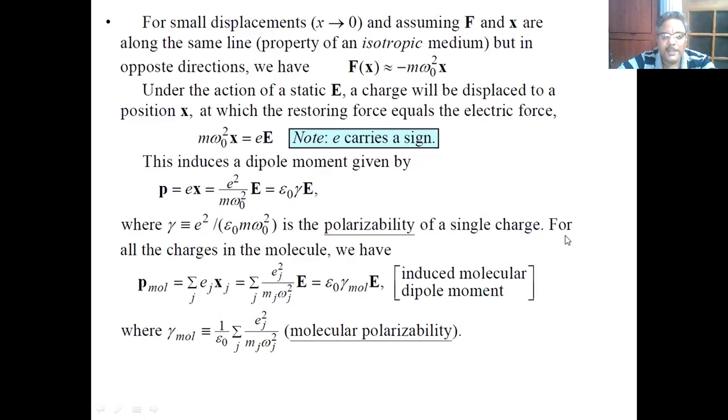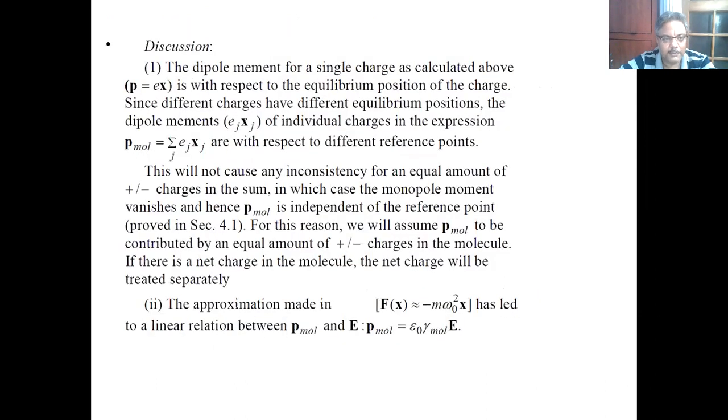This polarizability is for a single charge with reference to another charge. For all the charges in the molecule, we have the molecular dipole moment. And the polarizability here will be called molecular polarizability. The expression is the same, only the notations have been averaged to the molecule.